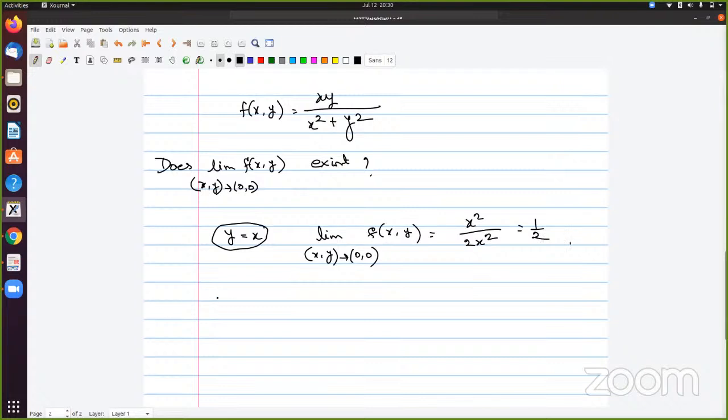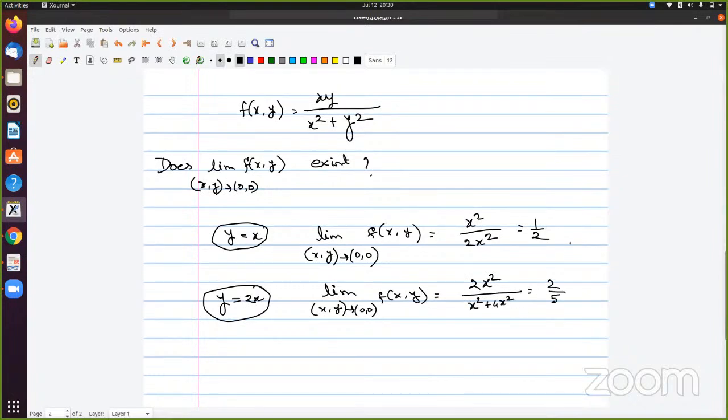Correct? Now if we approach via y equal to 2x, what will be the case? It is 2x square by x square plus 4x square, so 2 by 5. Correct? So you can see we checked only two straight lines and we are getting two different values. But if the limit exists, then it should be unique via all the curves. This is not happening here, right? So the limit does not exist. We can conclude from here.